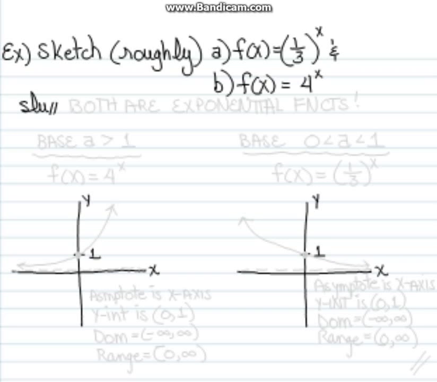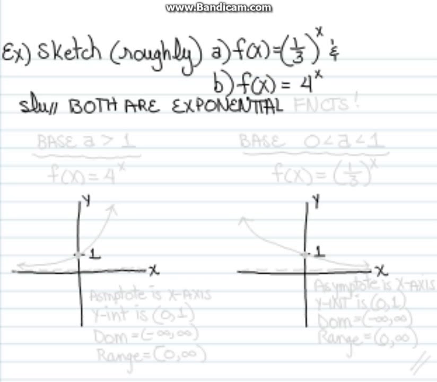Now we're going to make a rough sketch of part a, f of x equals base 1/3 raised to the x power, that's an exponential function, and part b, f of x equals 4 to the x. They're both exponential functions. The difference is they have different types of bases. And that's the thing that we want to recognize. These guys are both exponential functions.